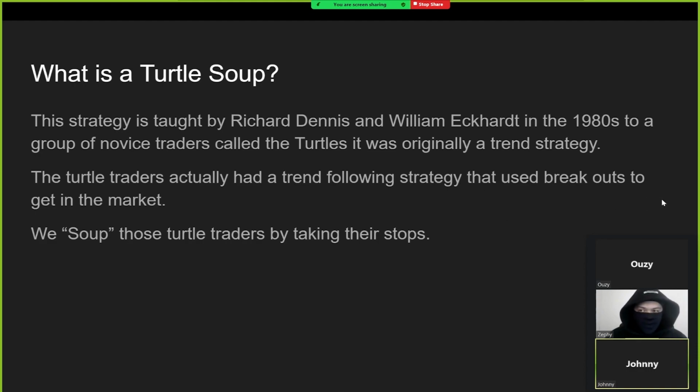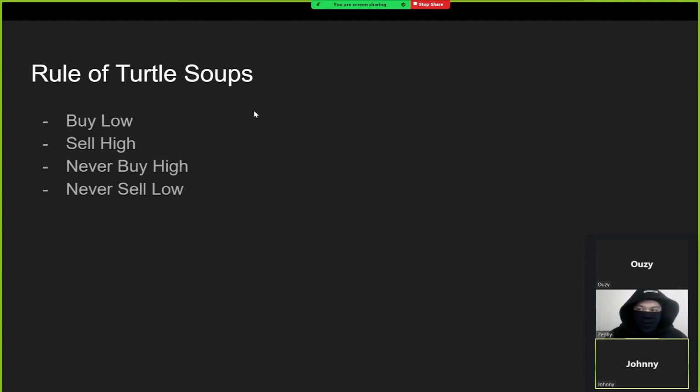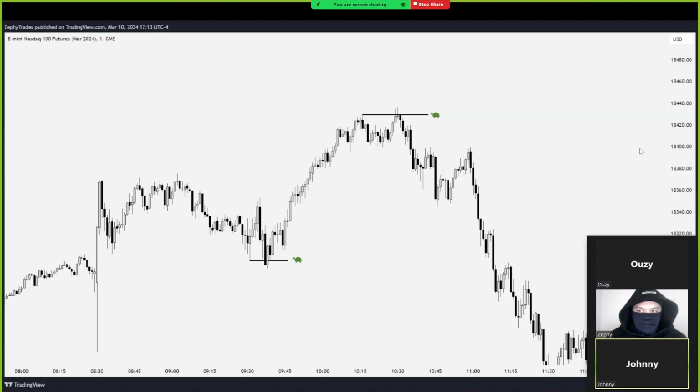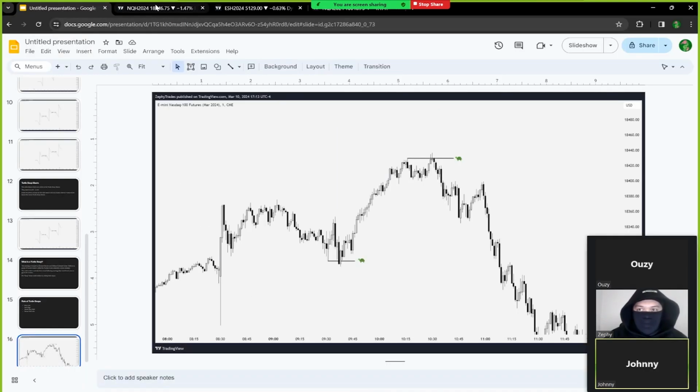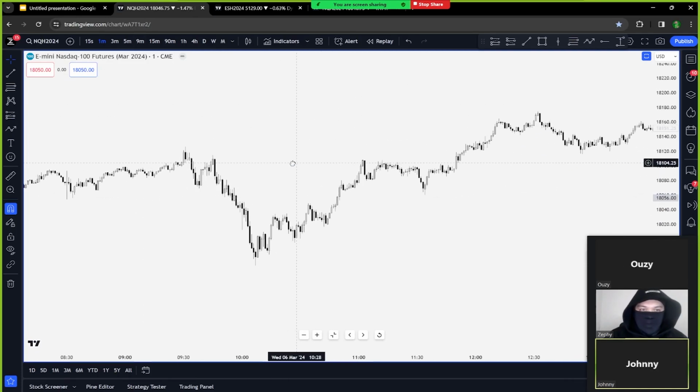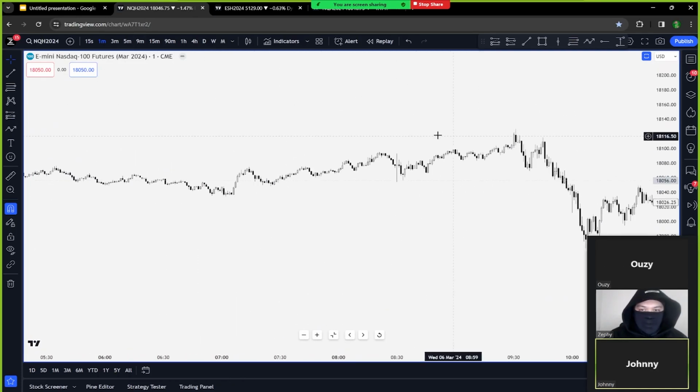So here is an example. Well, not an example, it's a rule. The rule of turtle soup is that you buy low and sell high, but never buy high, never sell low. Here we have an example in the chart. This is the turtle soup. It goes higher, and then we soup this again, and it goes lower. This is Friday's action. Now I want to show you guys here the macro. Well, where'd it go?